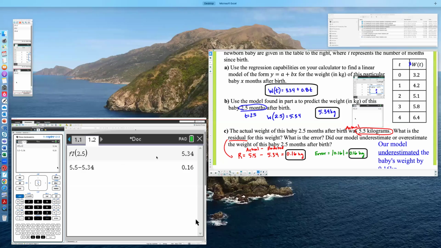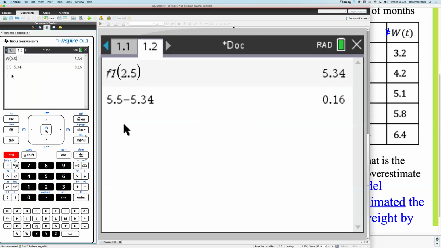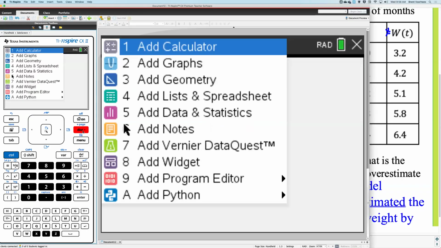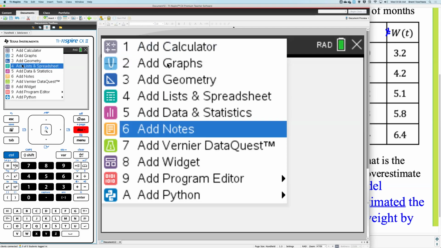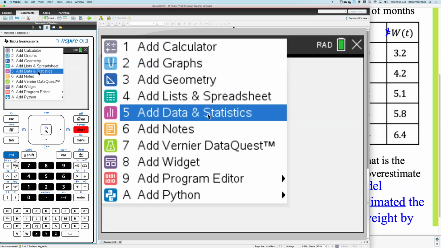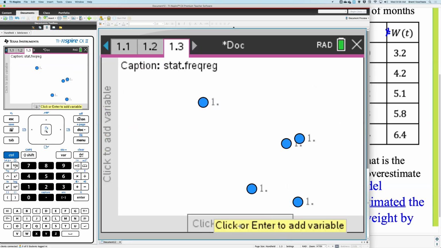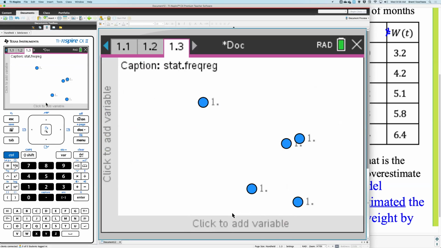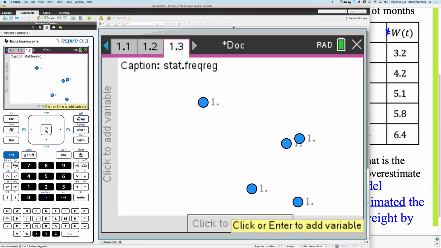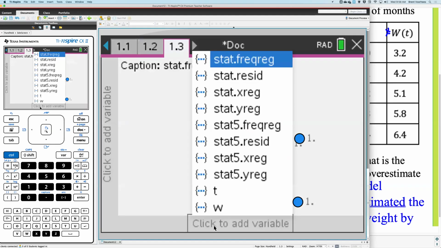One thing I've forgotten to show you is how to find the residuals on the calculator. So from our calculator, press Control Dot to get a new page. Once you get a new page, I want you to choose Data and Statistics. Now, what you will always do, no matter where we are in the school year, no matter what you're finding, is you'll always put whatever your x variable is for the x-axis.